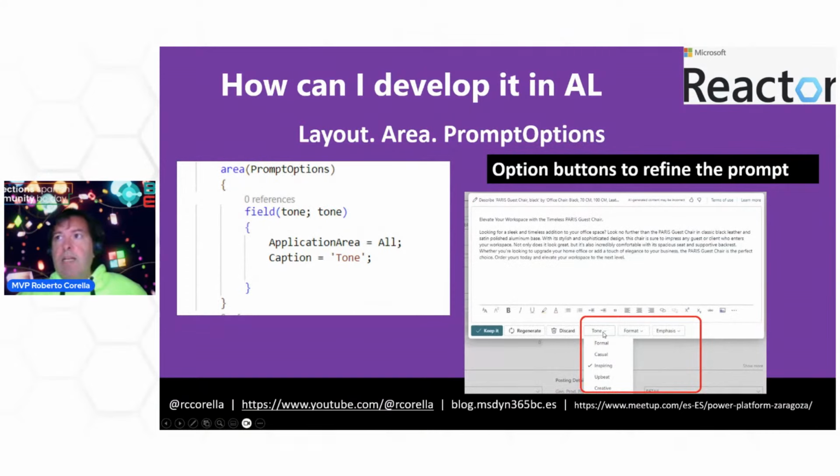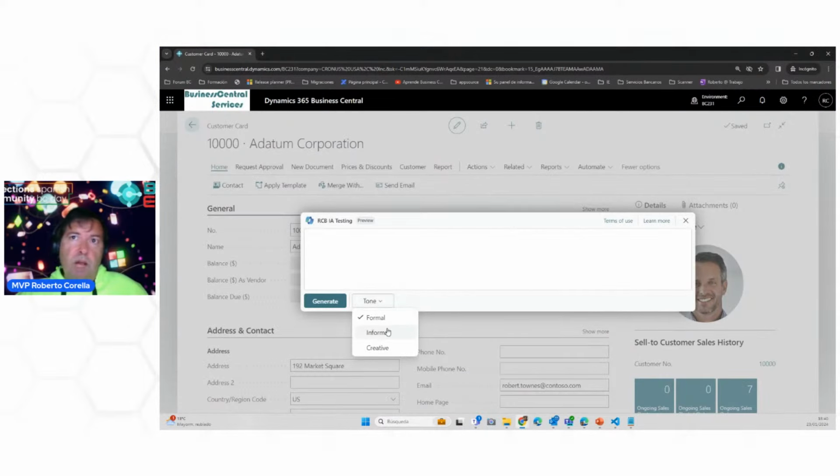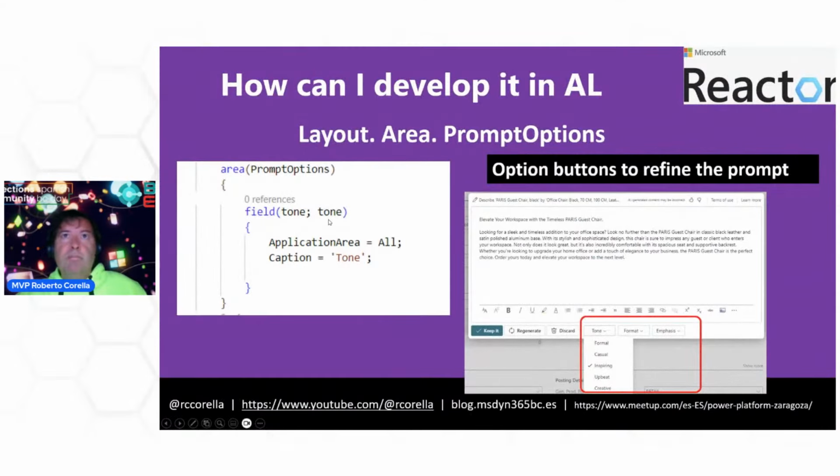Later, we have the prompt options. The prompt options are the buttons that we can have in the page. In this case, I only have one, the tone, and this button has different options, right? For me, this tone is an enum. It's a type of data in Business Central. Later, we will see it in VS Code.